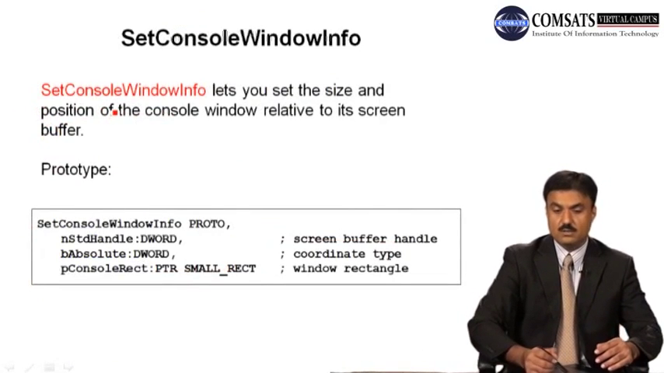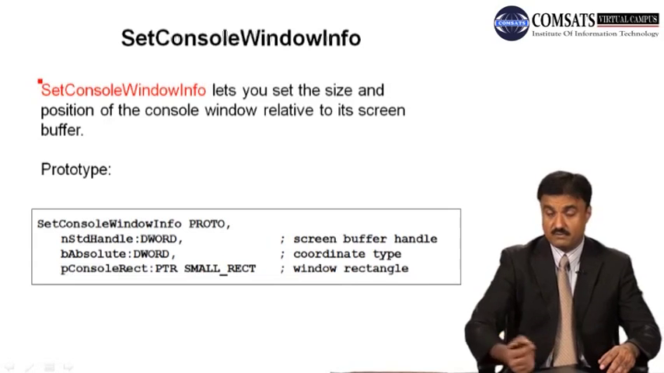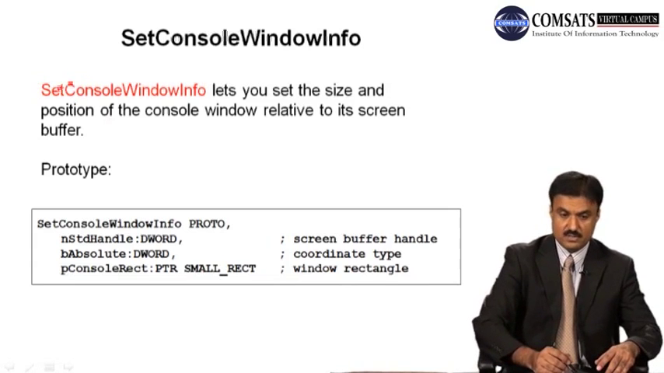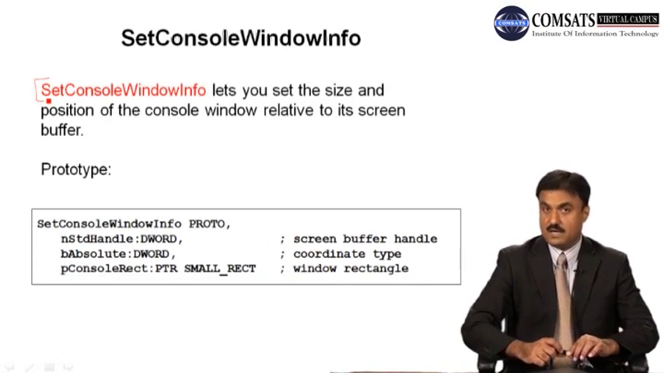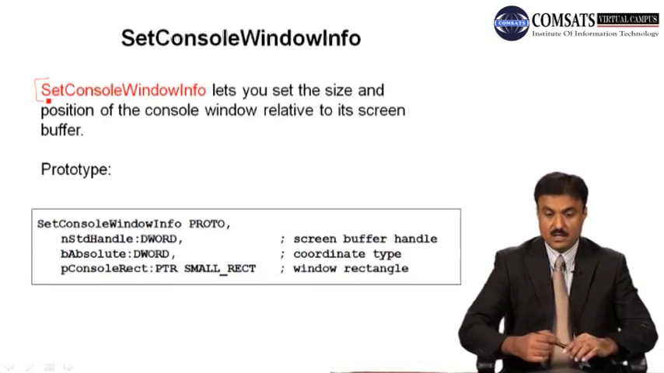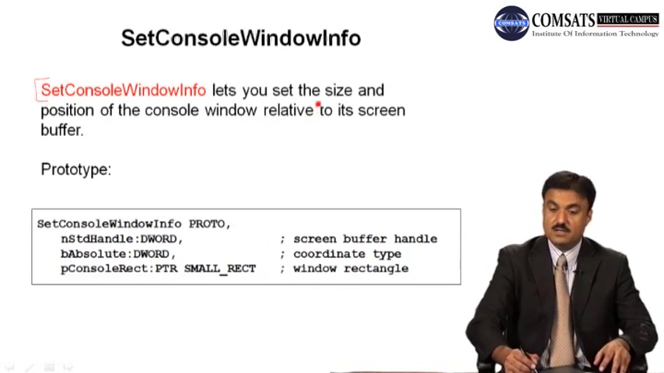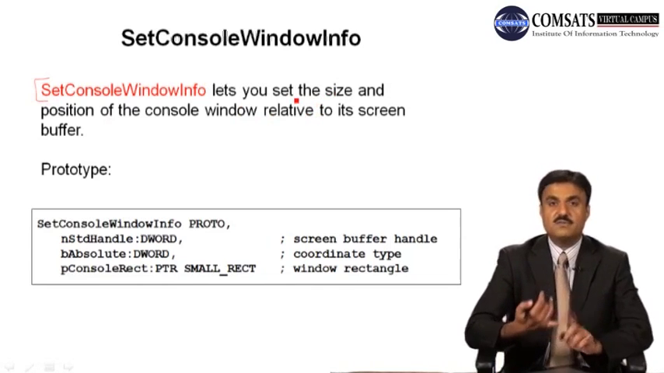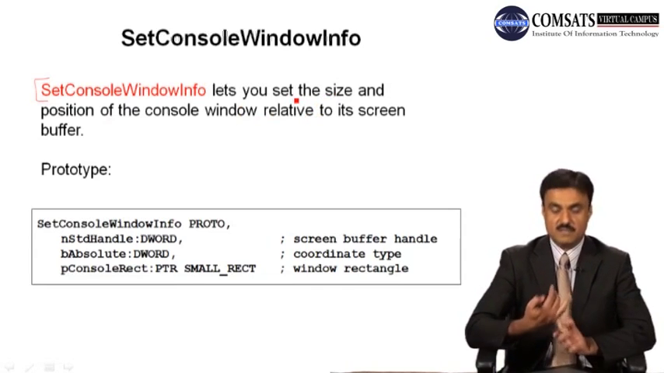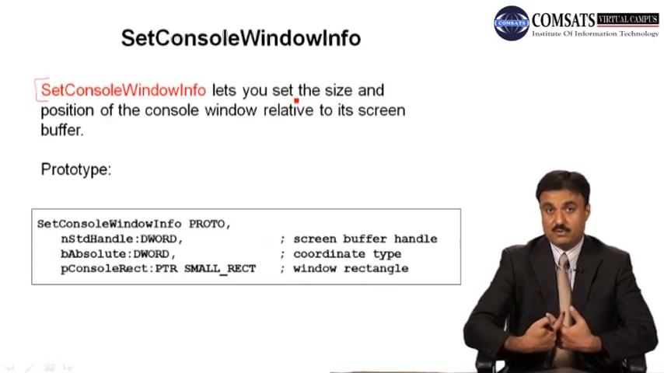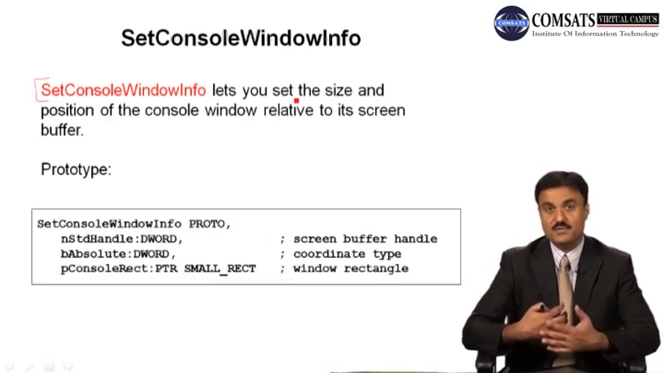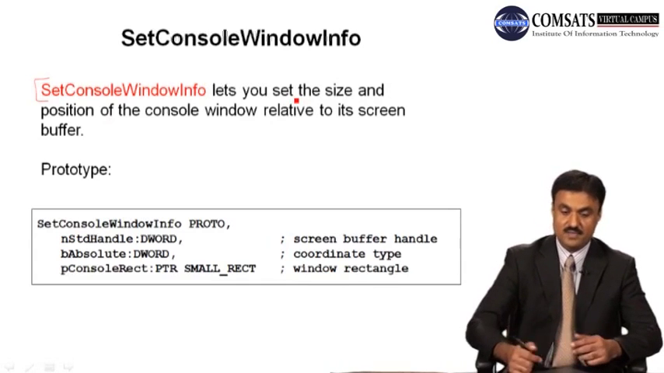So the previous one was GetConsoleScreenBufferInfo, and then SetConsoleWindowInfo. If you want to set the information, it will let you. So in the previous one you saw what the maximum size is, the maximum size in terms of columns and rows, and you can define the XY, meaning the rectangle size also, you can define color also and so on.